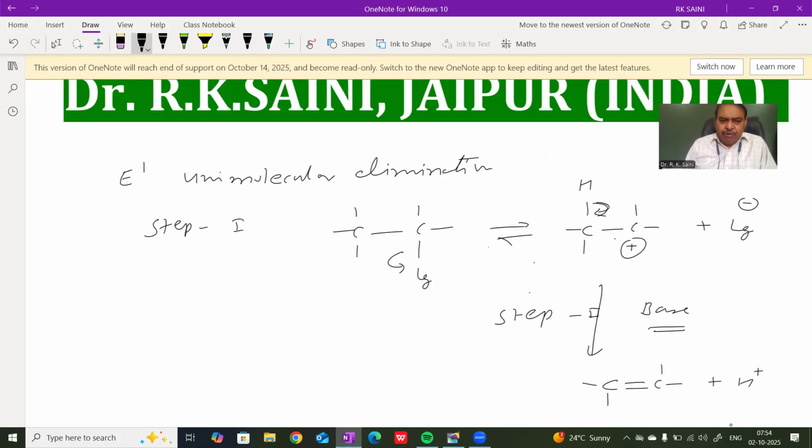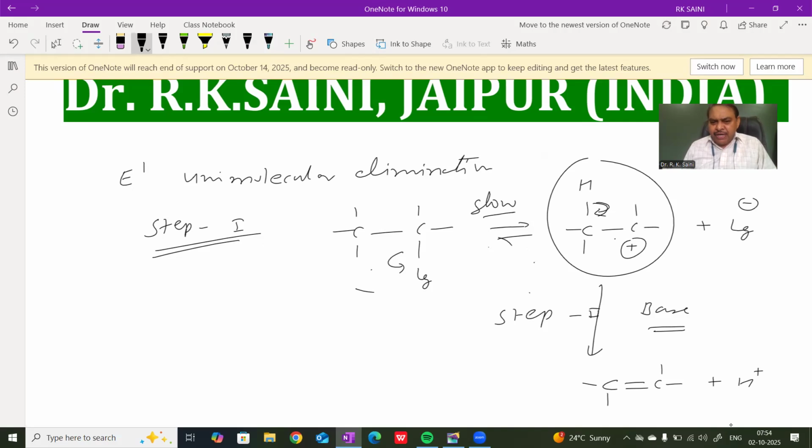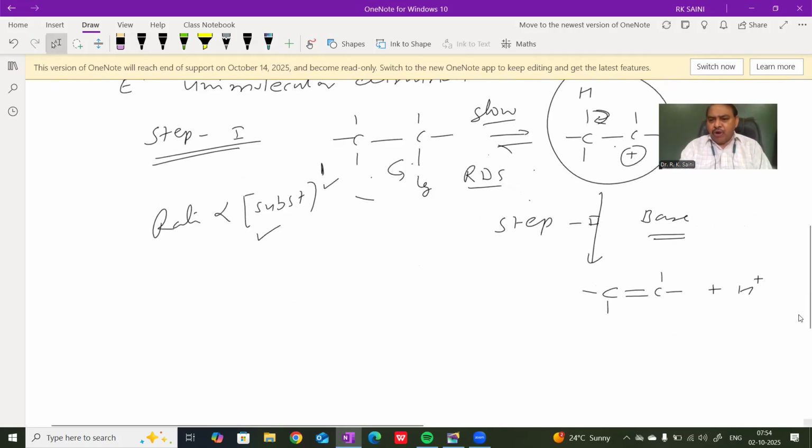Step first is slow and known as RDS, because a more stable substrate changes into an unstable carbonium ion, and hence such a step is slow and is known as the rate determining step, RDS. On the basis of RDS, the rate of reaction is directly proportional to the concentration of substrate to the power 1, and hence they are unimolecular and first order elimination. The rate of reaction depends upon the following factors.